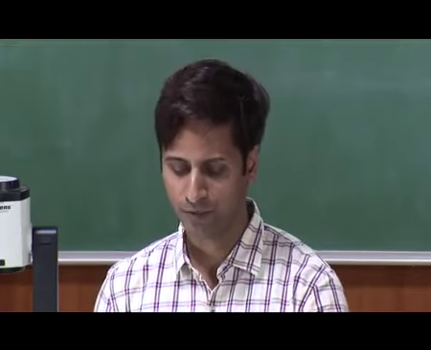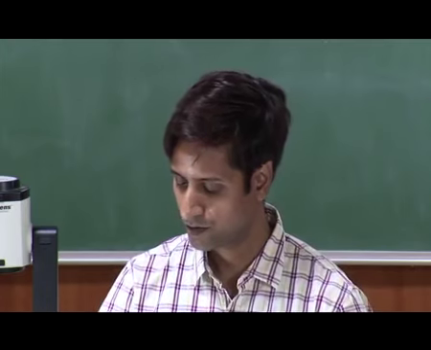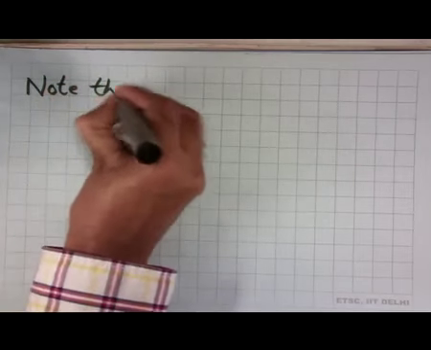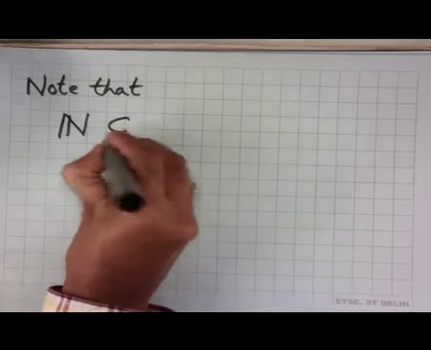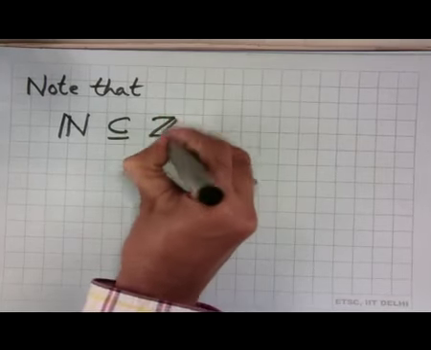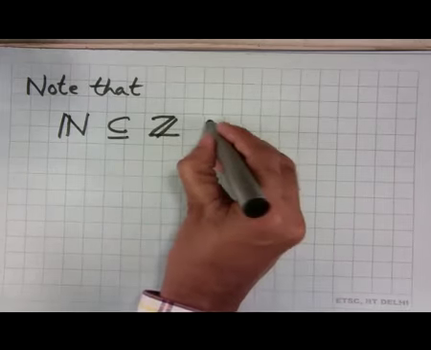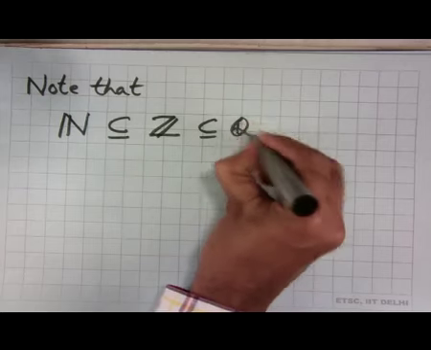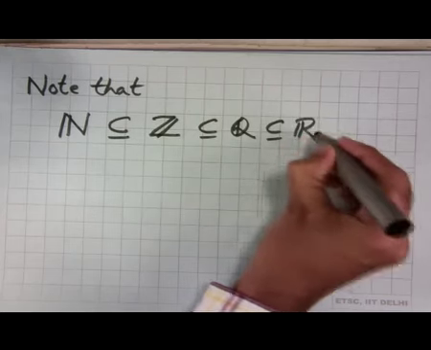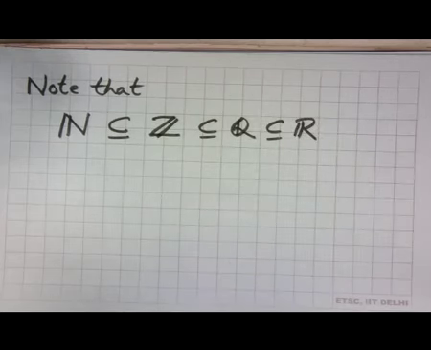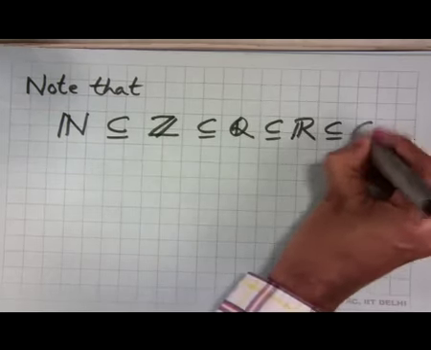So, some examples of subsets of the sets that we have seen. Note that the set of natural numbers is a subset of the set of all integers, right. Every natural number is also an integer. The set of integers is a subset of the set of rational numbers, which is a subset of the set of real numbers, which includes rationals as well as irrational numbers. And then once you learn complex numbers, you will see that real numbers are subsets of complex numbers.